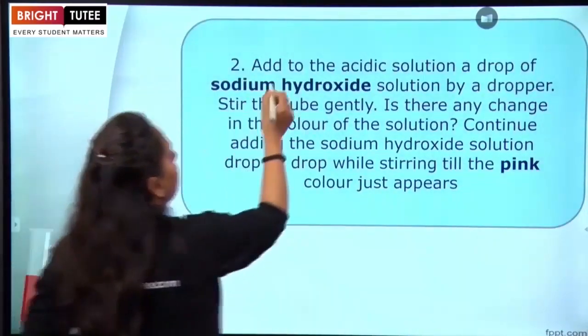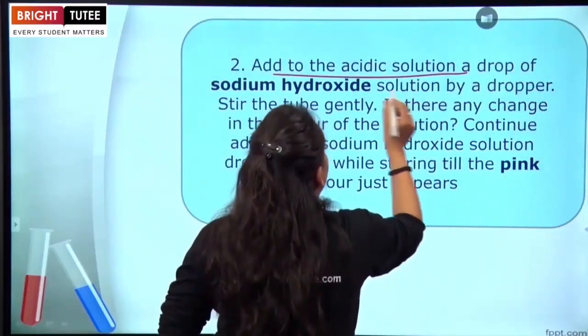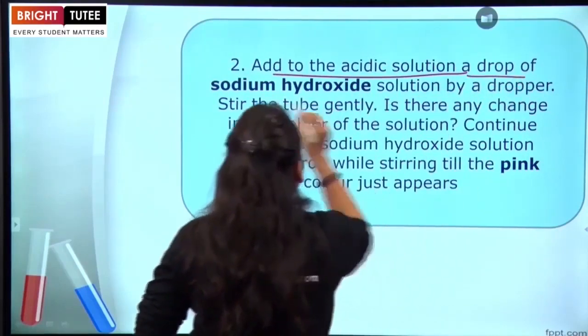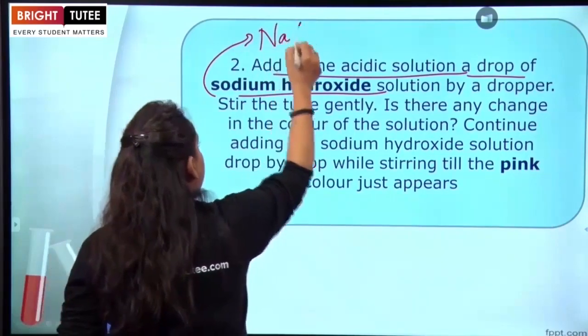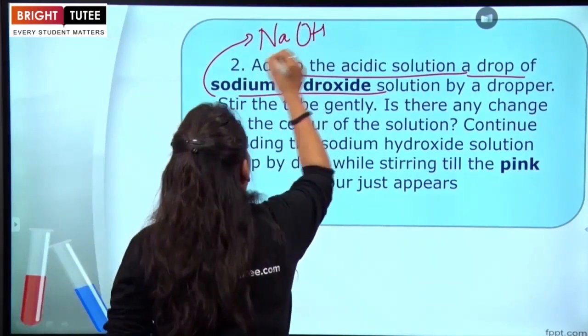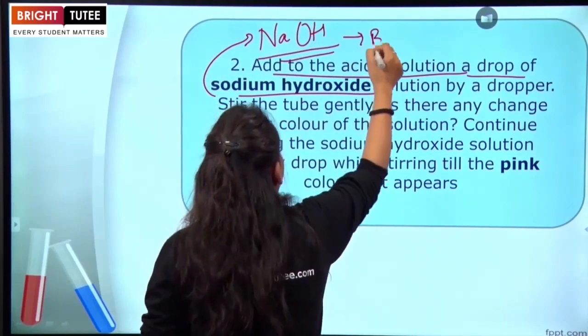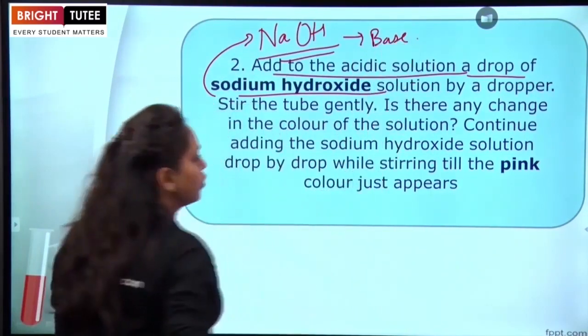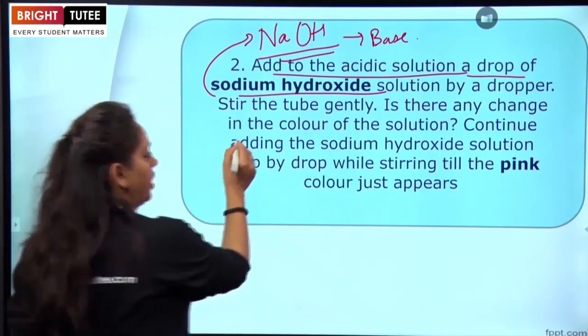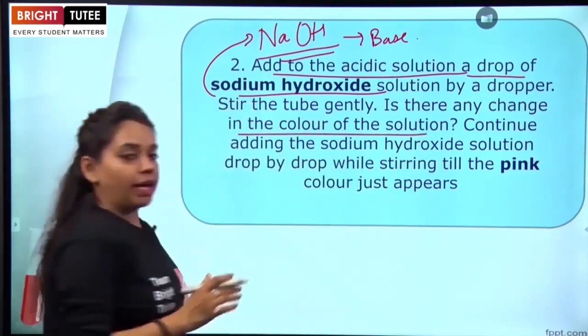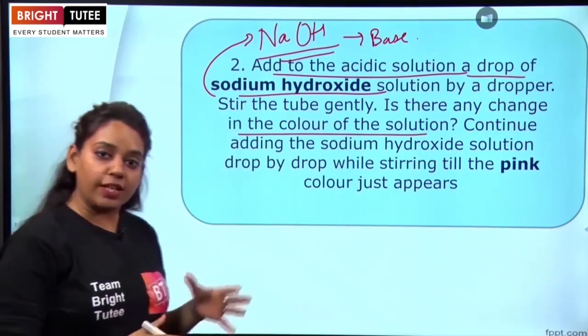Now what you are going to do is, you will add to this acidic solution a few drops of sodium hydroxide. What is the symbol for sodium hydroxide? It is NaOH. This is a base. You will add few drops of sodium hydroxide, and now you will observe, is there any change in the color of the solution? And you will observe that it has not yet changed the color.